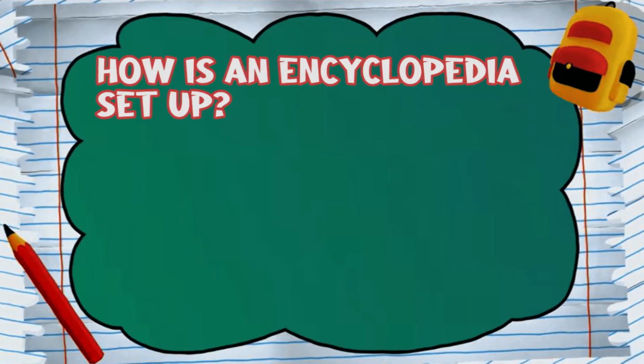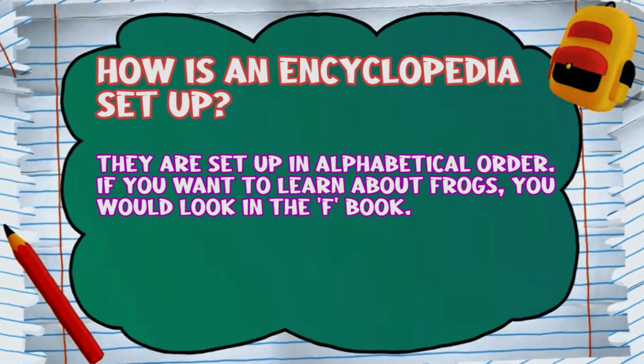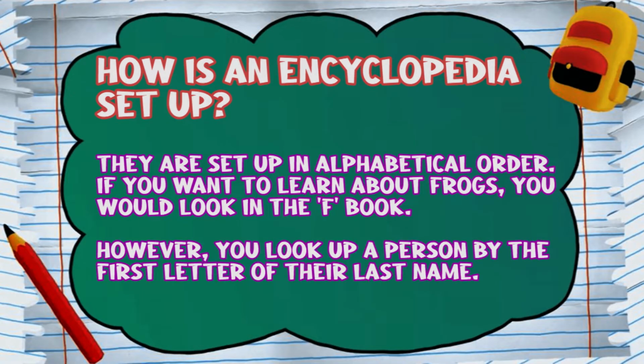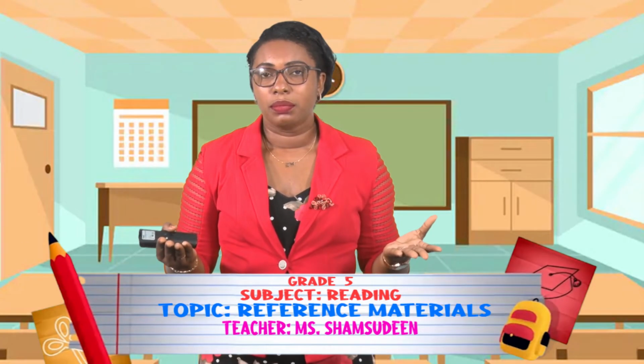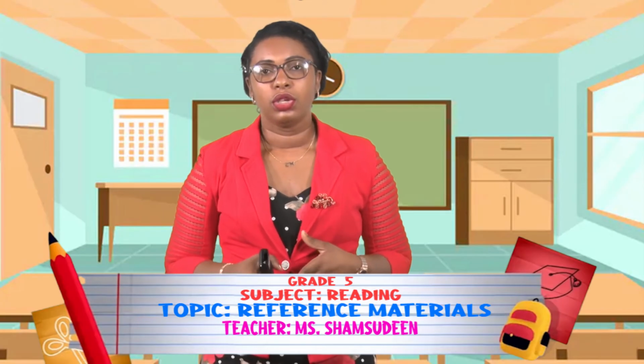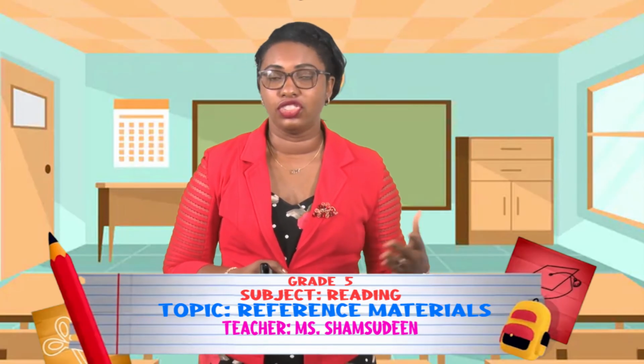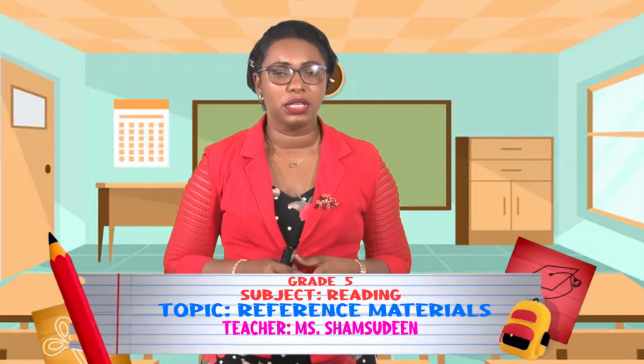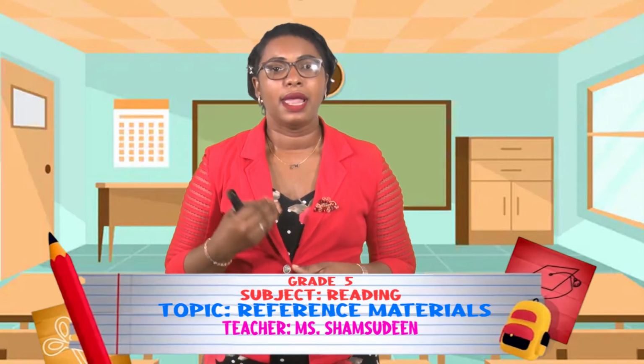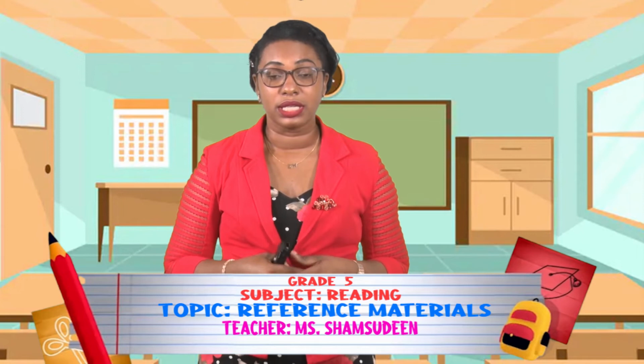Again, the encyclopedia is set up in alphabetical order. So if you want to learn about frogs, you would look in the F book. However, if you want to look up a person, you will have to look up the first letter of their last name. So let's just say, for example, you want to look up John Brown. You cannot look for J because J starts John. You have to look in the B encyclopedia because B begins Brown, and Brown is his last name, or surname.